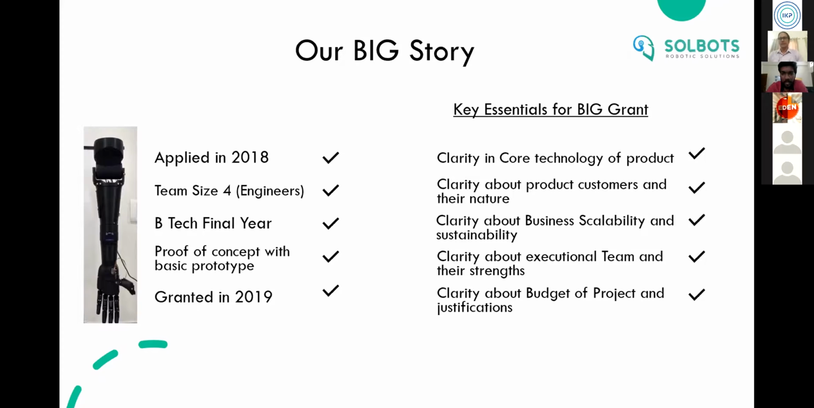One major advantage that I can tell about why we got this BIG grant is that by the time we applied to BIG, we already had a proof of concept, as Suresh mentioned. We had the advantage of building a prototype which could validate our concept before going for a grant like BIG. That played a major role in our journey, because we proved to the panelists that we had already developed a prototype and were good to go for a product version.